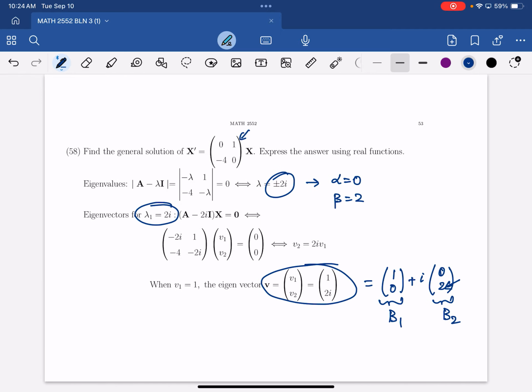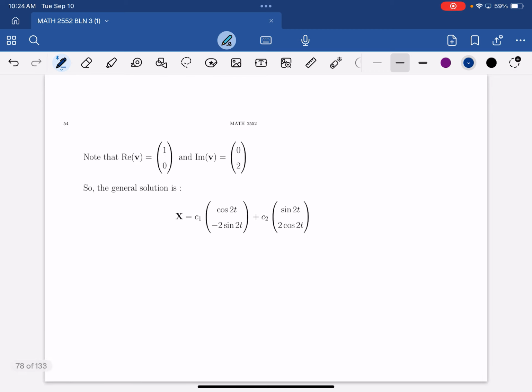Is it okay? The real part is 0, the imaginary part is 2, then you're going to use the formula and get the general solution to be this way. Is that okay with you all? Clear?